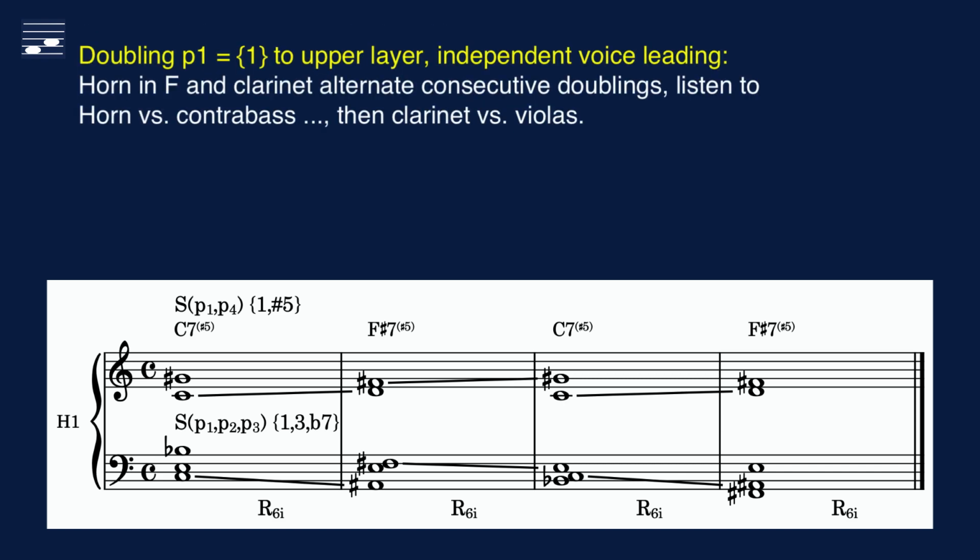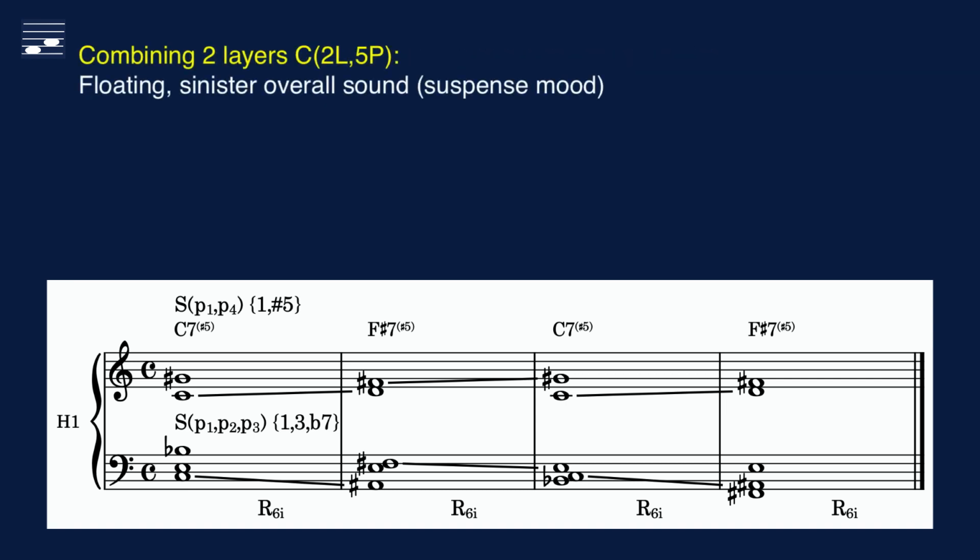The first double function is the root, copied to the upper layer and moving through the parts. Listen first to the independence between horn and contrabass. Then to the combination of clarinet and violas. Here is the total 5-part strata harmony with whole tone flavor and floating quality.